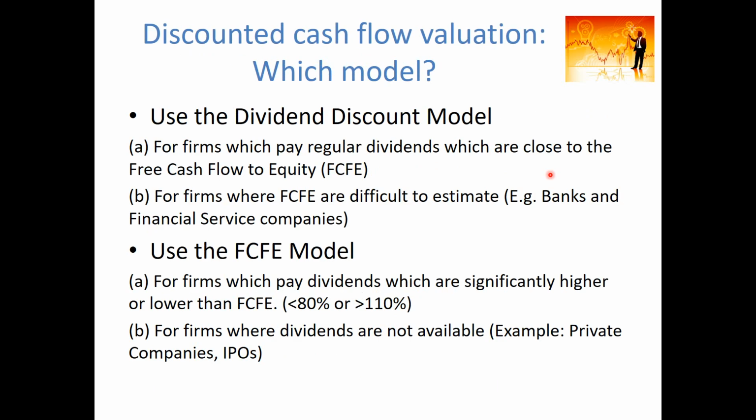Going into slightly more detail on the dividend discount model, we said before that we can use it only for those firms that pay a regular dividend. So this model doesn't work if we have, for example, a non-dividend paying stock. So one requirement is that it's useful for regular dividends, and also we want those regular dividends to be an amount that is close to the free cash flow to equity. The dividend discount model is also useful for firms where free cash flows are quite difficult to estimate. A good example here are banks and financial services companies. For these companies, future forecasts of free cash flows are hard to come up with. So the dividend discount model tends to be the best approach.